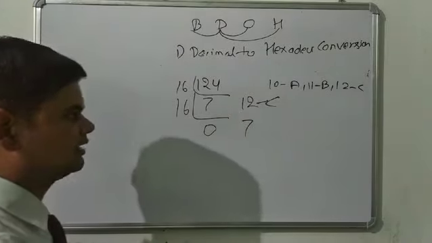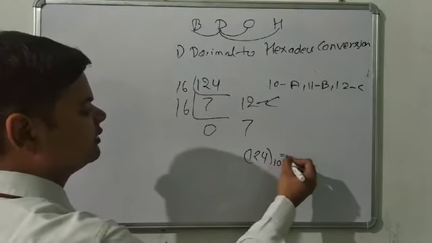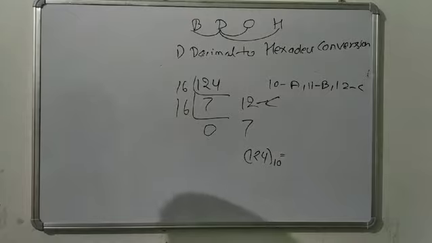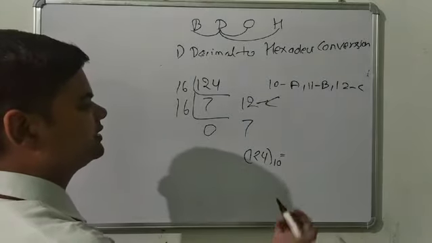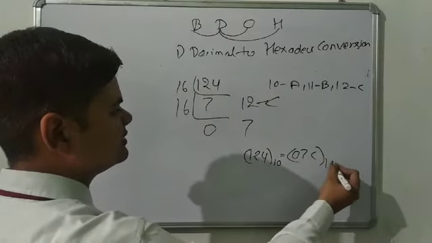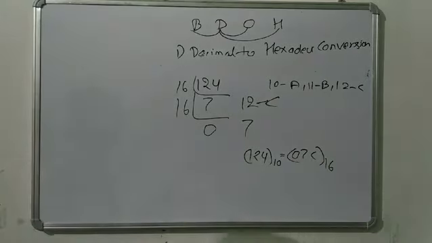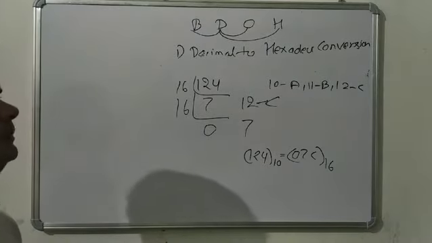So what is the answer? The number is 124, base 10. What does this mean? It is a decimal number, and we have to convert the decimal number into hexadecimal. So the answer is 07C, and the base is 16. So this is the overall conversion. This is half of the conversion part of this chapter.